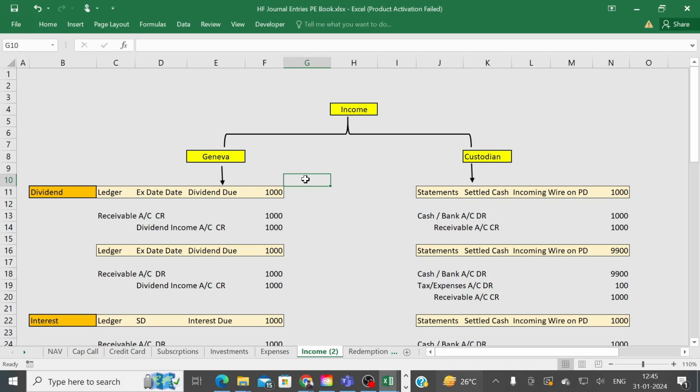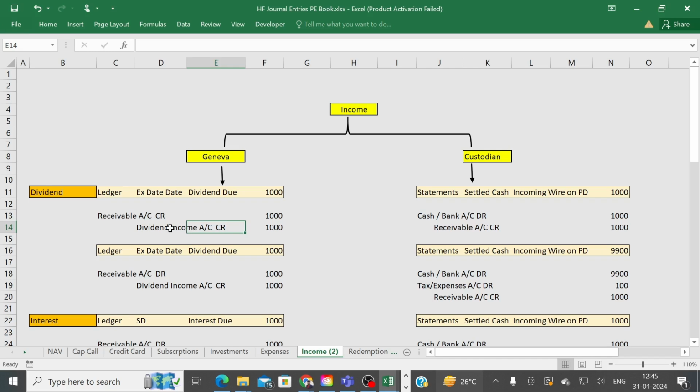So let's discuss how we record dividends in the books of account. A question around dividends may be about when we record a dividend in the books of account. We record the dividend in the books of account on the ex-date. So when the ex-date is due and if you're holding securities, then of course you are allowed to accrue the dividends in the books of the fund.